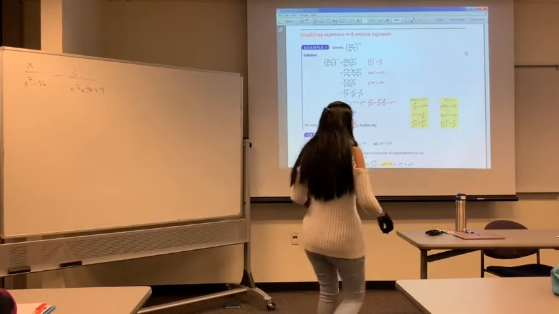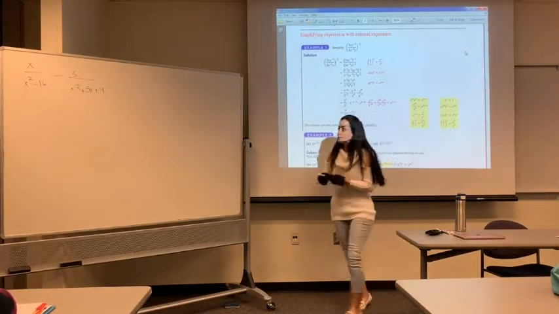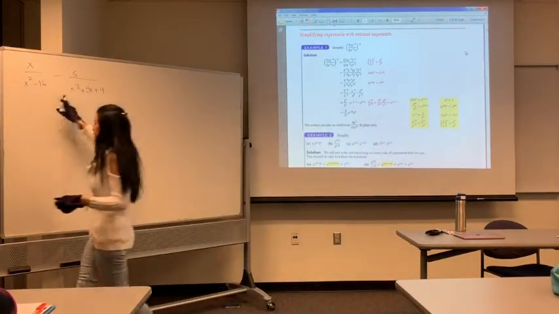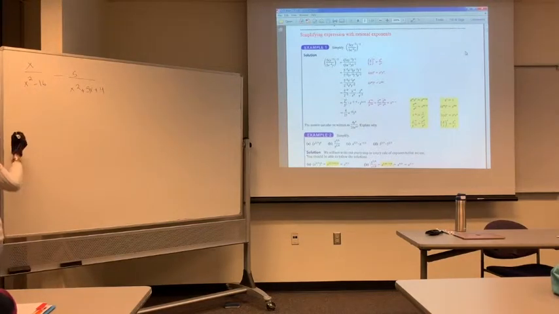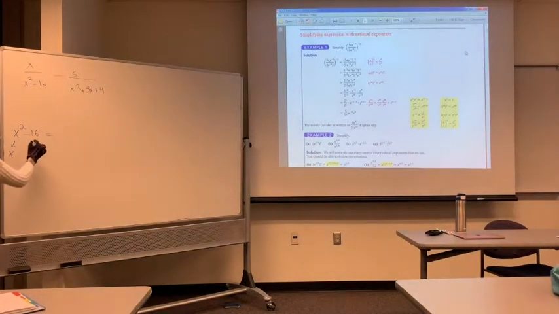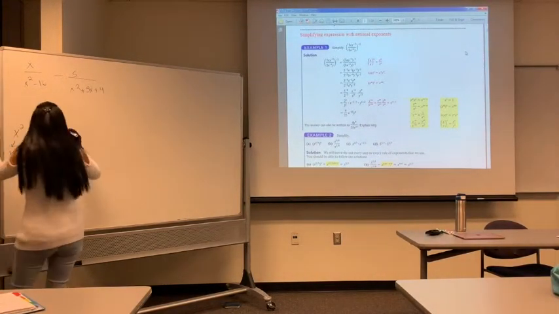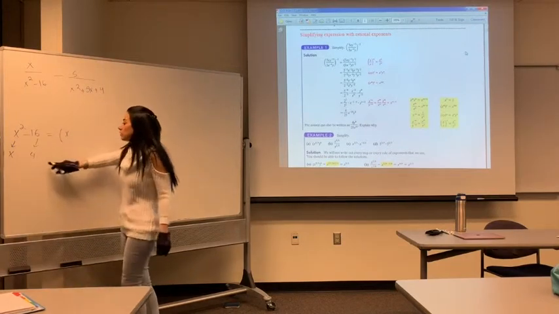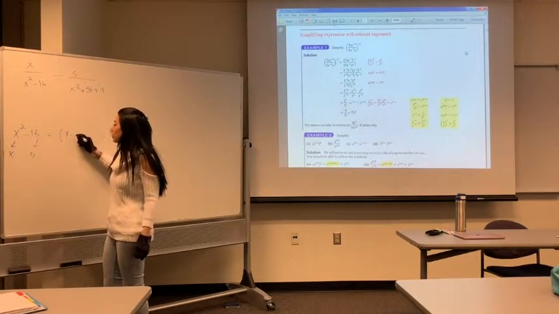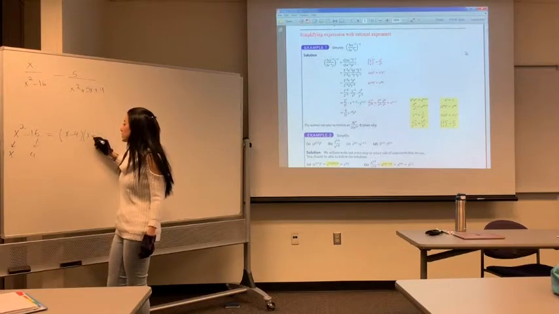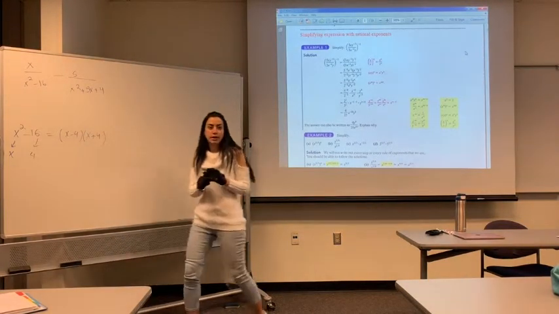Okay, so the first thing we do is to factor these denominators, right? For x squared minus 16, we know this is a difference of two squares. So this was x, this was 4, right? And then the difference of two squares, we can write it down: x minus 4 multiplies to x plus 4. Correct? Yes.